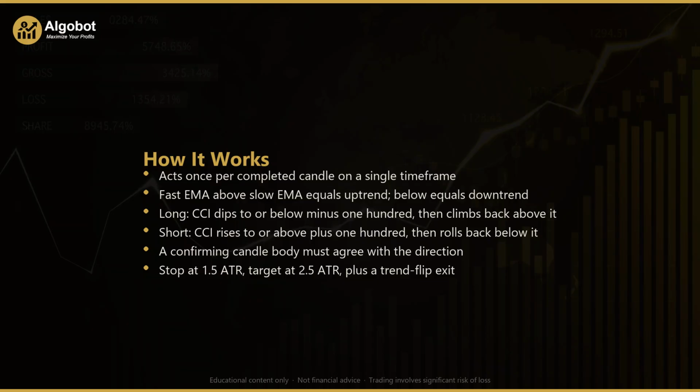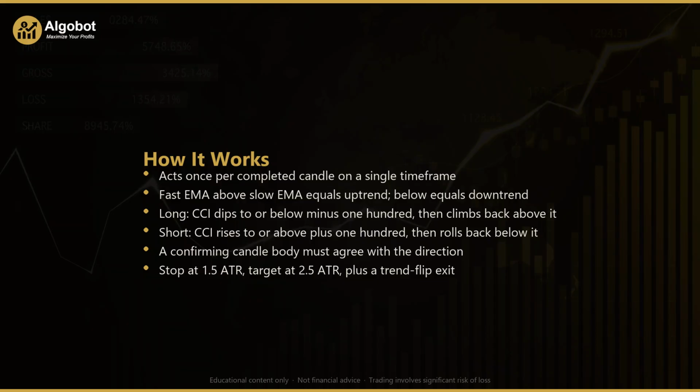Risk framing comes from the average true range, or ATR, using a default period of 14. For a long trade, the protective stop is placed 1.5 ATR below the entry price, and the profit objective 2.5 ATR above it. For a short, the stop sits 1.5 ATR above entry, and the objective 2.5 ATR below. That fixed relationship gives a reward to risk of roughly 1.67 to 1 on every trade.